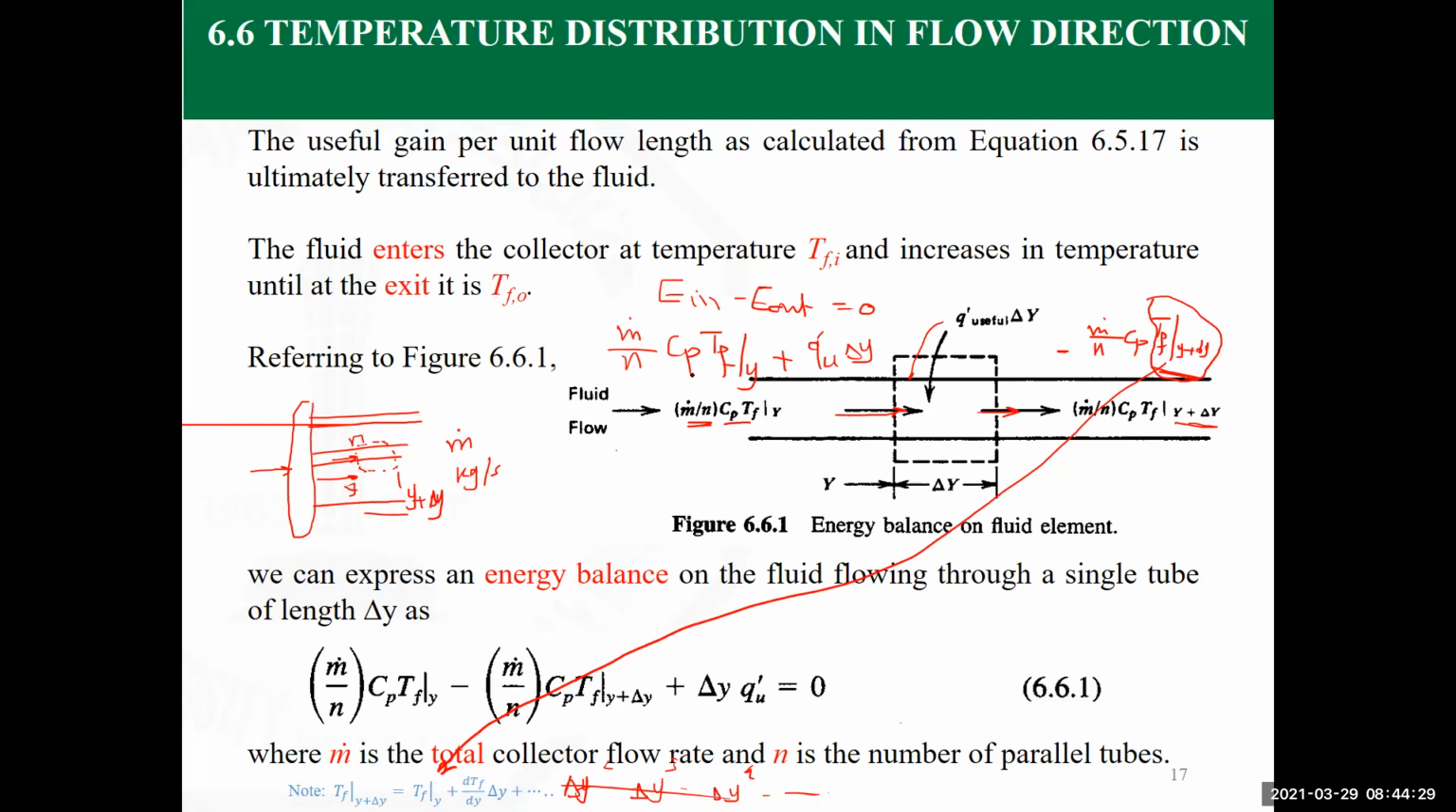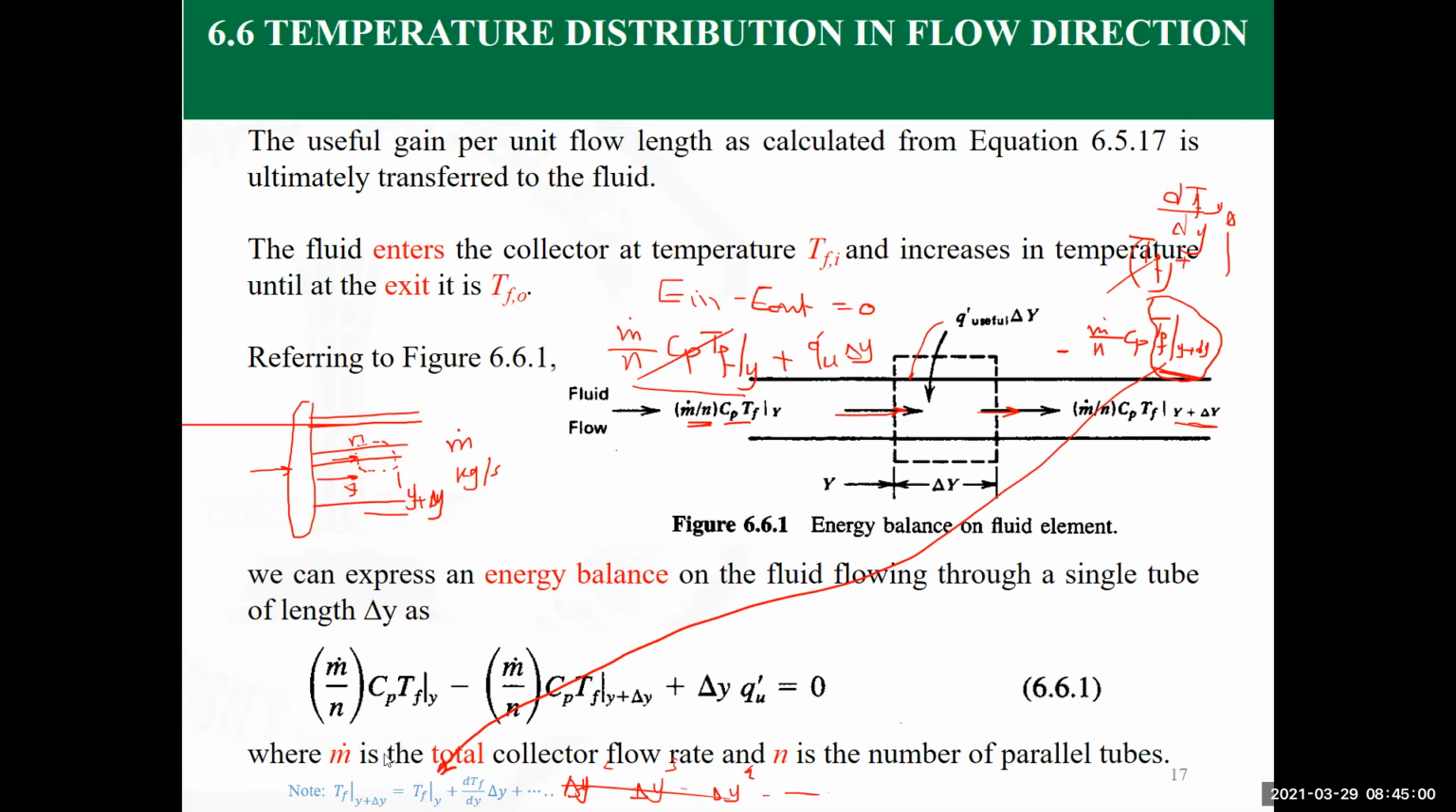Then we have the quantity here, which is m dot over n Cp Tfy. And here we have m dot over n Cp, and between parentheses, we're going to have Tfy. So this is going to cancel out with this. And then we have the differential term, which is dTfy by dy into delta y. This is the one that we're going to retain.